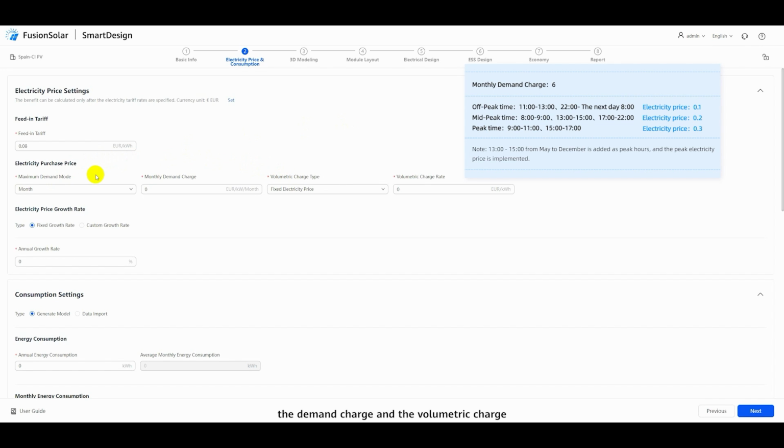the volumetric charge. The demand charge can be set by year, month, or time of use. Here, we choose the monthly demand type and enter the demand price 6. The volumetric charge supports two types, fixed electricity price and time of use electricity price.